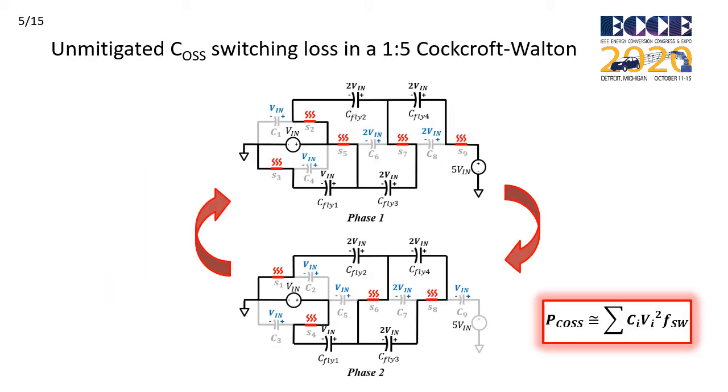To demonstrate this in an actual converter, here we have a 1 to 5 Cockcroft-Walton where I have little heat waves depicting unmitigated COSS loss being burnt off in each switch after turning on. Now, this happens even at no load conditions where slow switching limit losses shrink to zero due to the absence of any fly capacitor voltage ripple. Unfortunately, this loss also scales proportionally with frequency.